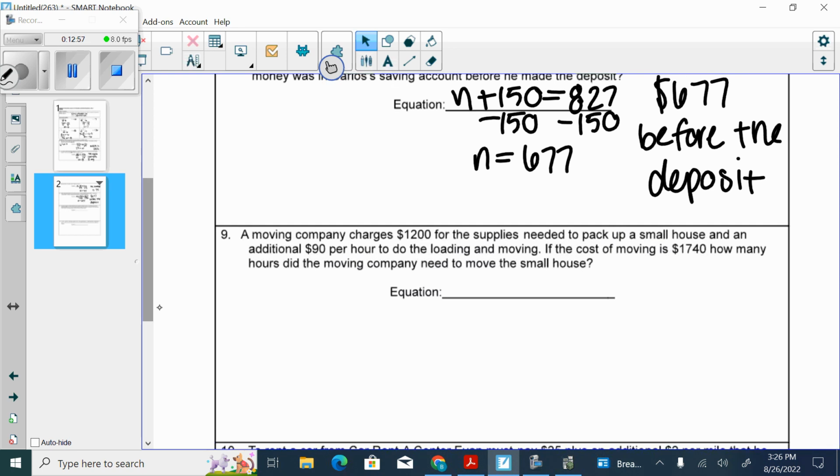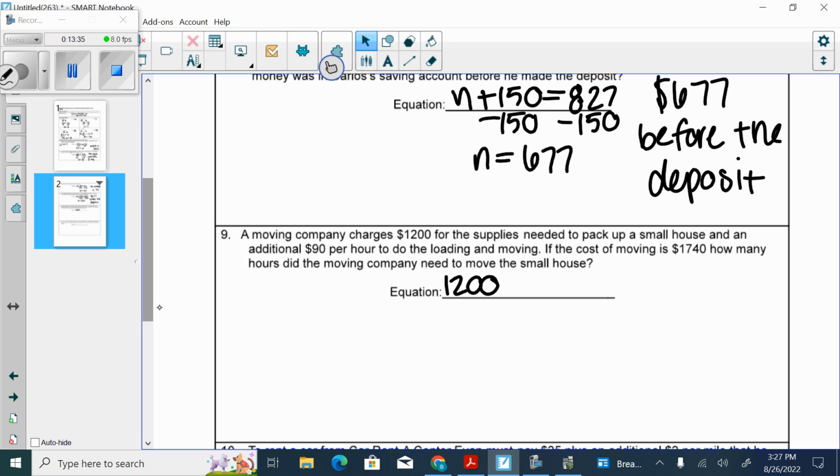Okay. Number 9 says that a moving company charges $1,200 for the supplies needed to pack up a small house and an additional $90 per hour to do the loading and moving. If the cost of moving is $1,740, how many hours did the moving company need to move the small house? Okay, so let's break this down. They're going to charge them how much no matter what. Right. So we already know it's going to cost them this much no matter what, right?